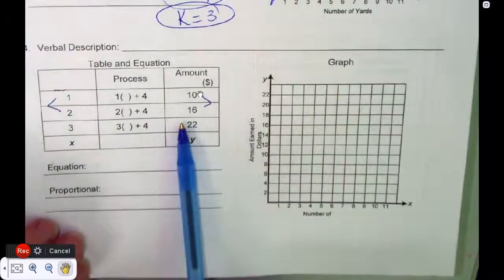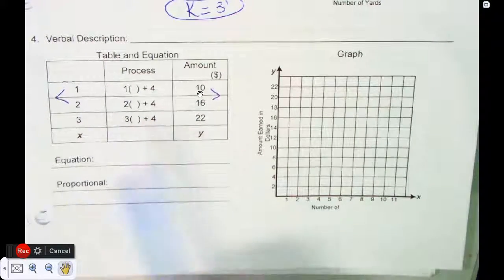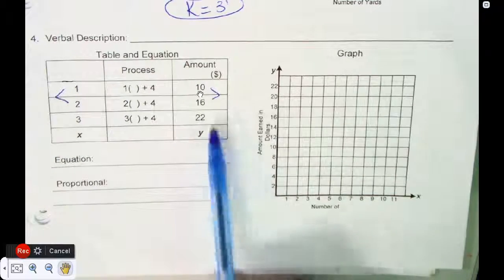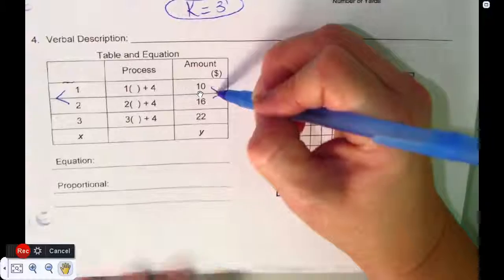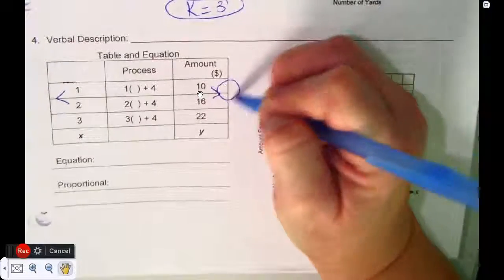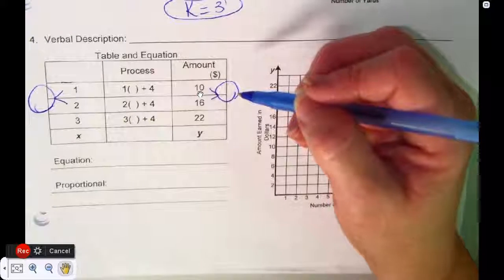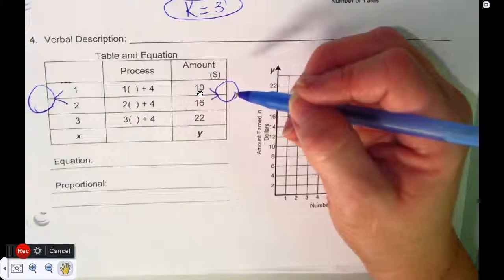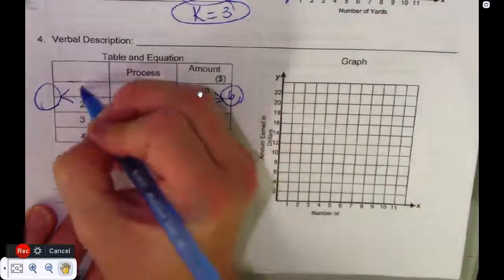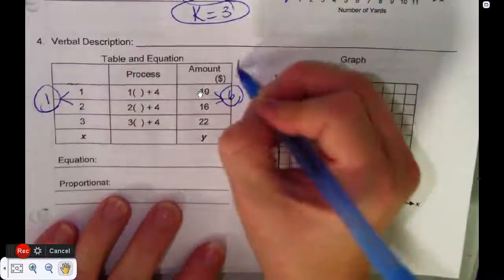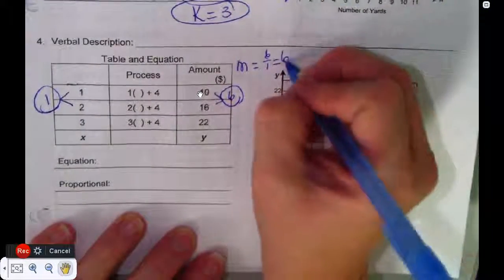Okay, so let's look. I have a table. Everybody look. I have a table. I need to write the equation. So the first thing I do is find the rate of change. Thank you, whoever said that. Amber, good. Rate of change. So 10 to 16 is what? 6. 1 to 2, 1. So m equals 6 over 1, which is 6.